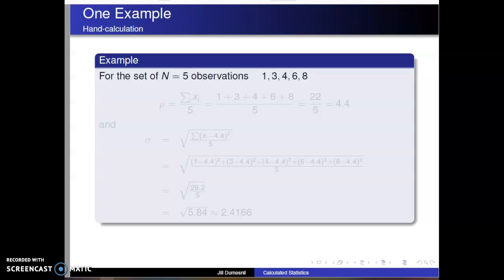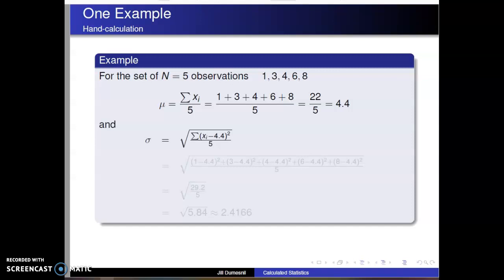For the 5 observations we considered earlier, 1, 3, 4, 6, and 8, the mean is the sum of the values divided by 5. The sum of the values is 22. Divided by 5 is 4.4. So the mean is 4.4.